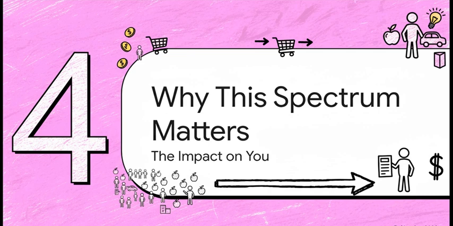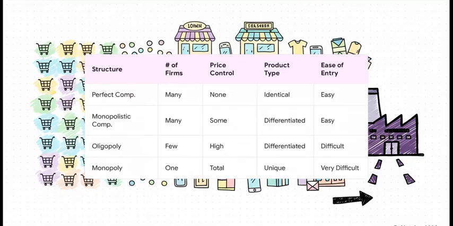So, we've traveled across our whole spectrum. But what's the big takeaway? Why should you care? Well, it matters a lot, because the structure of a market directly hits you, the consumer, right in the wallet. It affects the prices you pay, the choices you get, and even the quality of the stuff you buy.